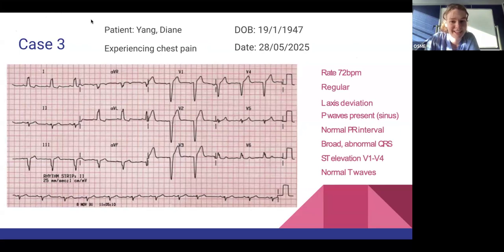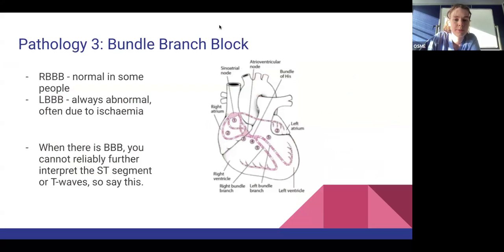I really hope you can see in V1 to V4, and normal T waves, which can be difficult to see when ST is so different. But if you look at the rhythm strip, then that should help you. So this is right bundle branch block. Sorry, this is bundle branch block.